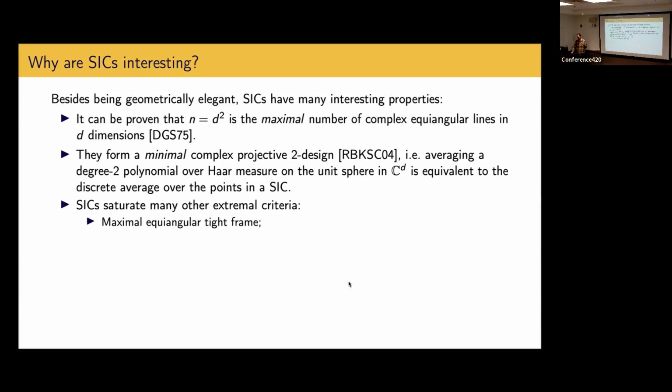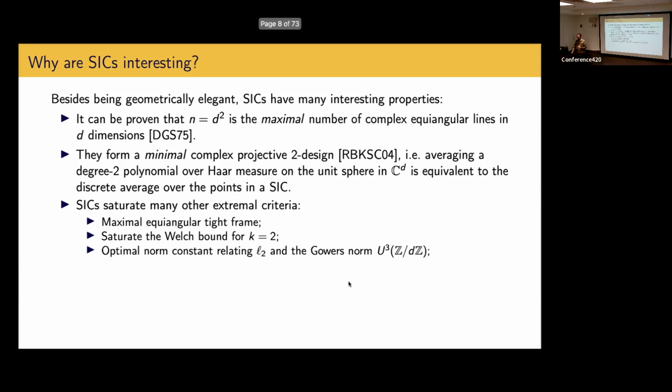There are lots of other extremal criteria that they satisfy. They're maximal equiangular tight frames. It's okay if you don't know what all these things are. It's more just to give you some flavor that these things appear in a lot of different places. They saturate the Welch bound for k equals 2. They give you the optimal norm constant relating the Euclidean norm with the Gowers uniformity norm for the group Z mod d. They're pretty accessible. Like I said, you don't have to know what these things are. Well, you know what a design is, right? So that's why I highlighted that one especially.